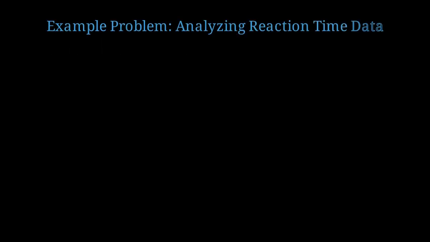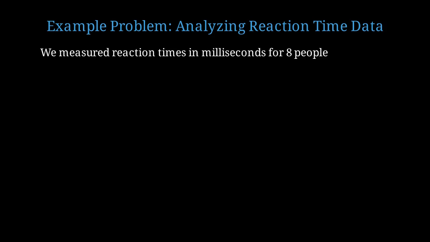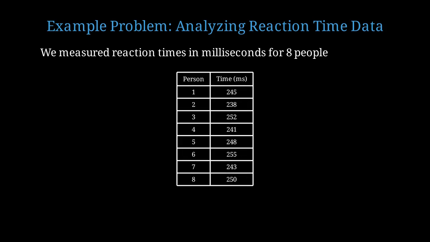Let's work through one complete example problem analyzing reaction time data. We measured reaction times in milliseconds for 8 people performing a simple button press task. Here's the data. Reaction times range from 238 to 255 milliseconds.